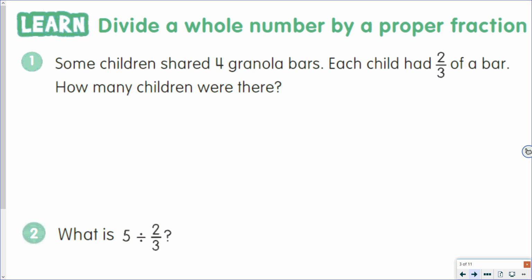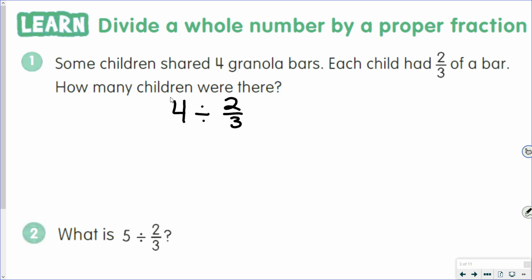So we have some children who shared 4 granola bars. Each child had 2/3 of a bar. How many children were there? So we're taking those 4 granola bars and we're breaking them down into smaller pieces. And anytime we have an item that we break down into smaller pieces, that tells us that we're going to divide. So our initial division sentence would be 4 divided by 2/3.